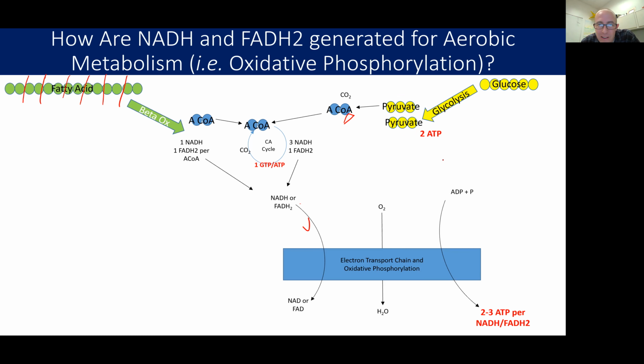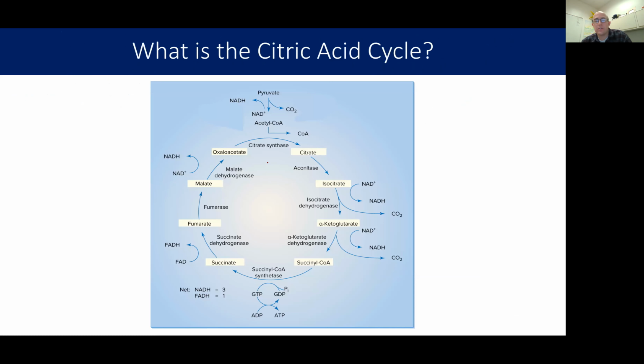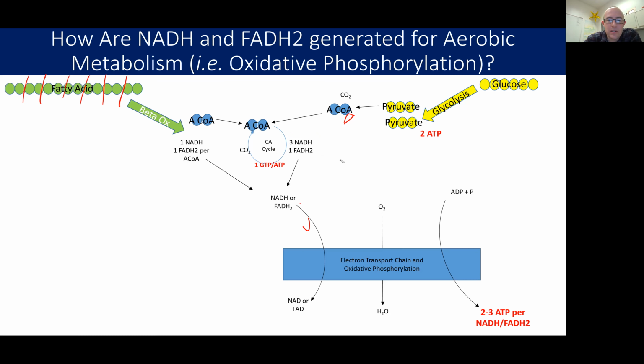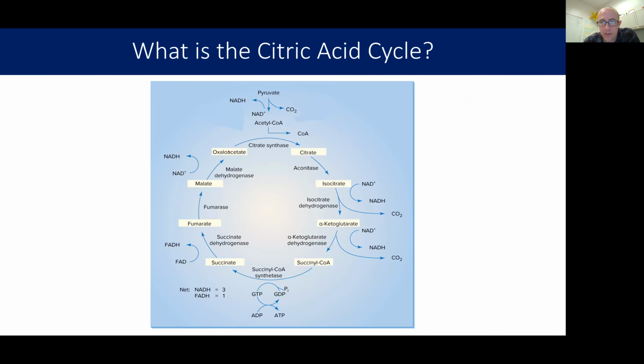Citric acid cycle will give you a little bit of ATP, but it's far more lucrative to get the NADHs and the FADH2 out of it. Remember, every NADH is going to give you about 3 ATP. Every FADH2 is going to give you about 2 ATP. So let's zoom in on the citric acid cycle. So here's the citric acid cycle. Let's zoom in and see what it looks like.